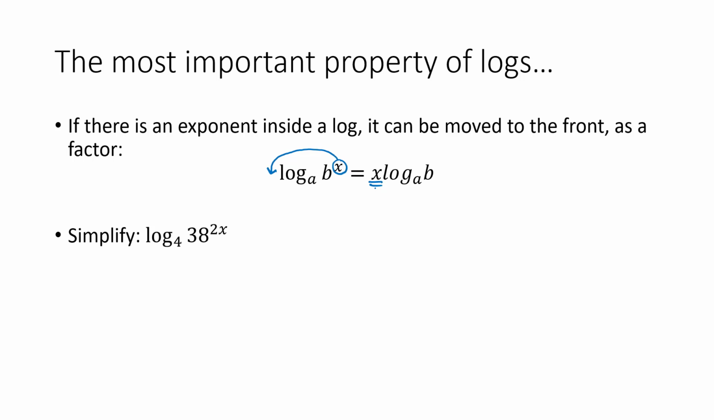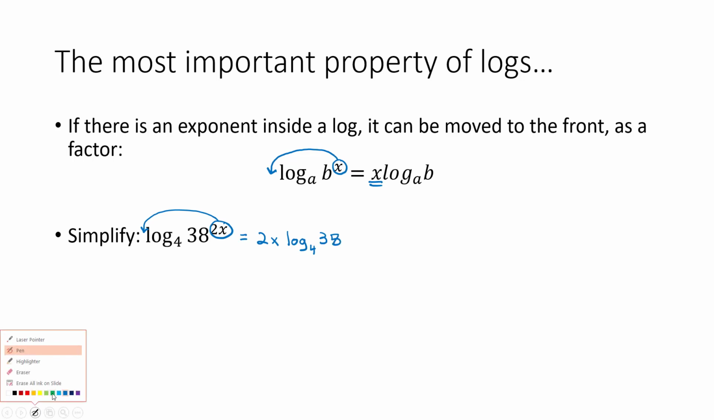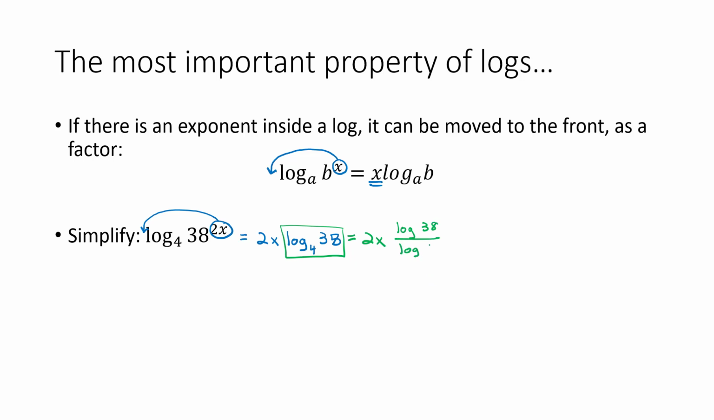So if I have log base 4 of 38 to the 2x, we see this 2x in the exponent. We can move it out front. So we have 2x times log base 4 of 38. And we can actually simplify this a little bit better because we can figure out what log base 4 of 38 is using the change of base formula. So we have 2x times the log base 10 of 38 divided by the log base 10 of 4.